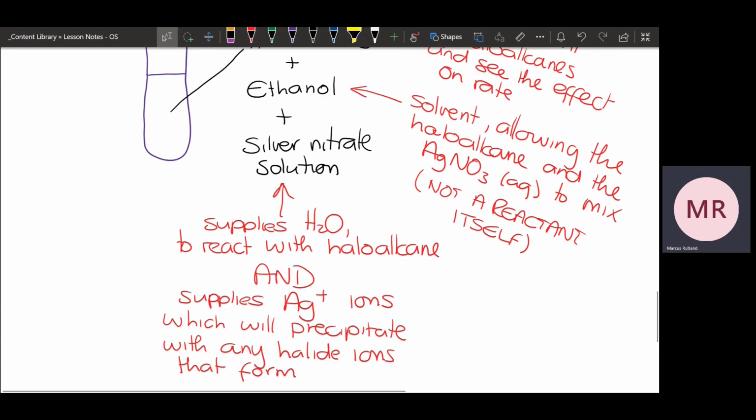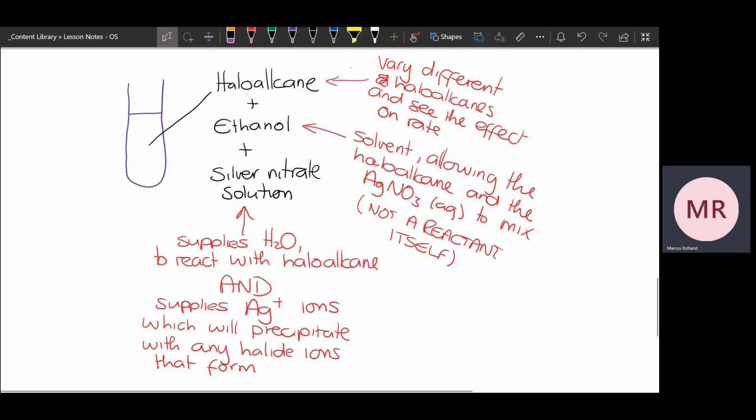So what we're setting up here is a reaction between a haloalkane and water. The silver nitrate solution supplies water. So this is a nucleophilic substitution of a haloalkane. The water knocks off the halogen and replaces it with an alcohol group. The ethanol's there to bring the two things together. And the silver nitrate supplies silver ions as a kind of indicator to see the reaction happening, because a precipitate will form. In other words, it will go cloudy.